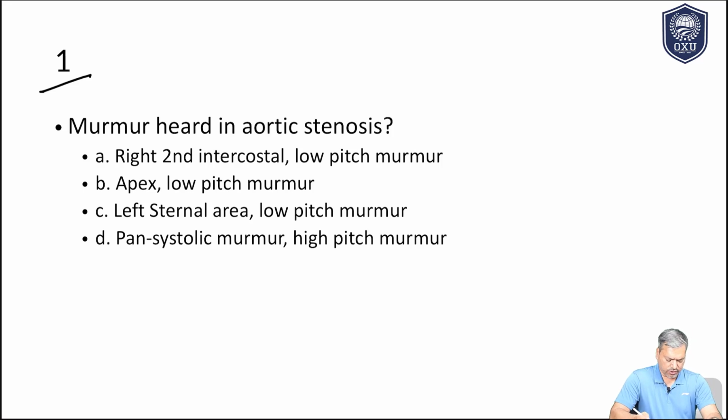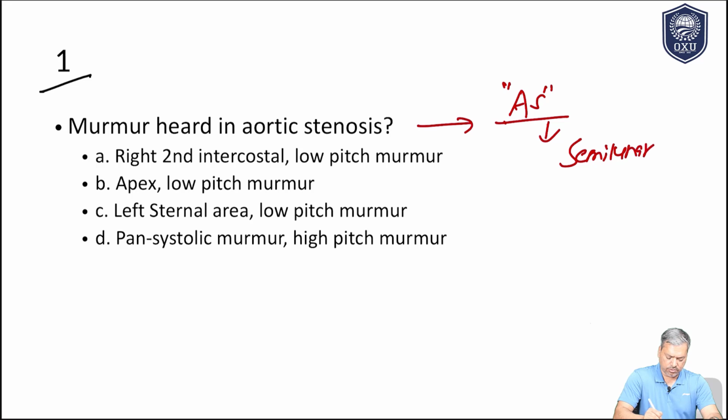The murmur which is heard in aortic stenosis is which of the following? Now, how to solve this type of MCQ? In aortic stenosis, which is a type of valvular heart disease, the aortic valve is narrow, and the aortic valve is a type of semilunar valve, which is narrow.